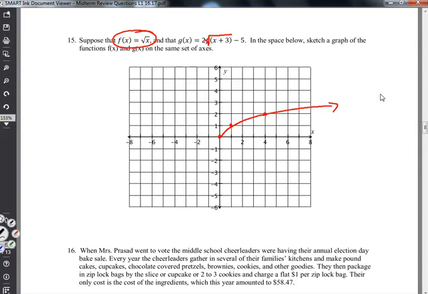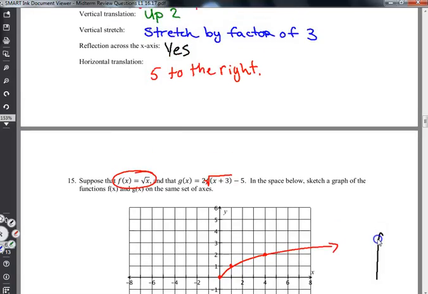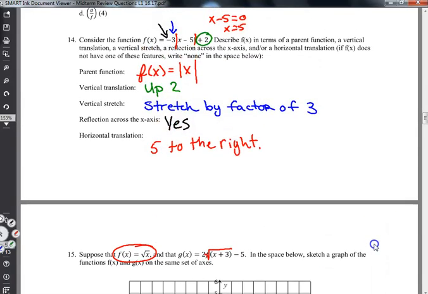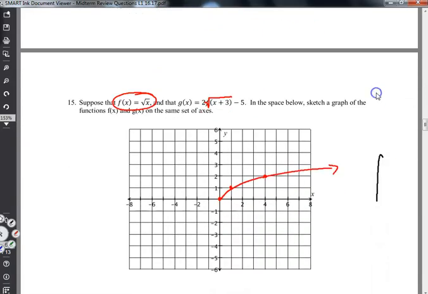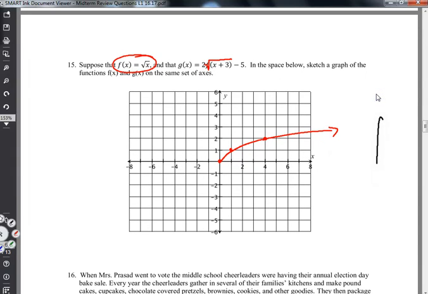So once we do that, we're kind of right back to where we started with the problem before and reading the translation. So this one is going to be translated 5 units down and 3 units to the left. So if I go 5 down and 3 to the left, I'm going to start it right there.